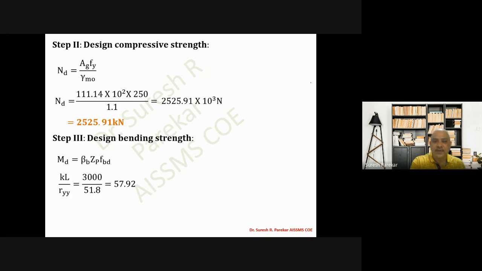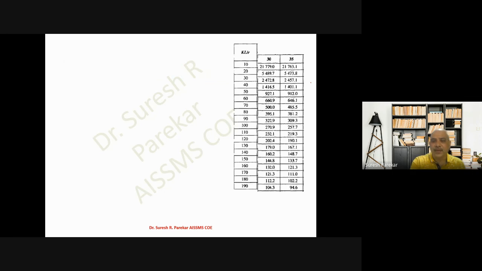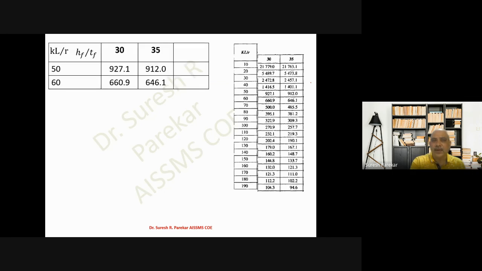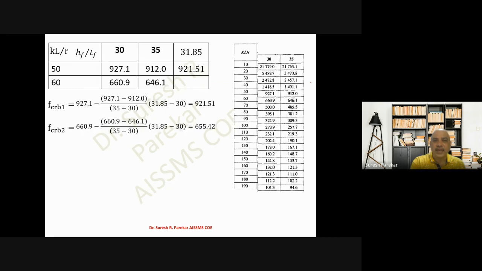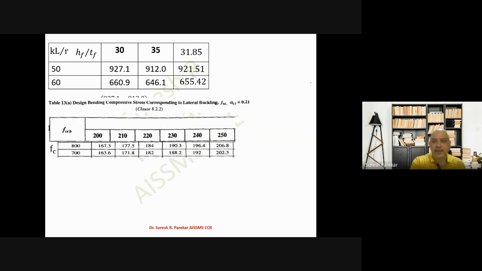KL upon RYY is 57.92, and HF upon TF is 31.85. Then we will calculate the value of FCRB from KL upon R and HF upon TF. For 31.85 and KL upon R of 50, we get 921.551, and for 60, we get 655.42. From this, for KL upon R of 57.92, we get FCRB as 710.77.